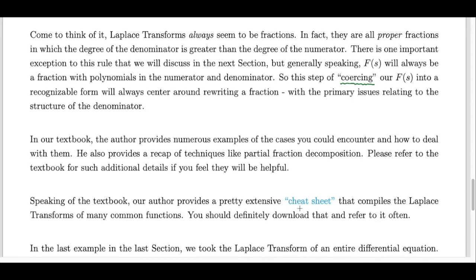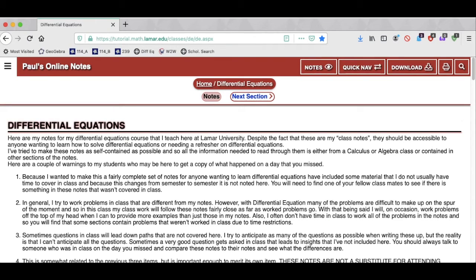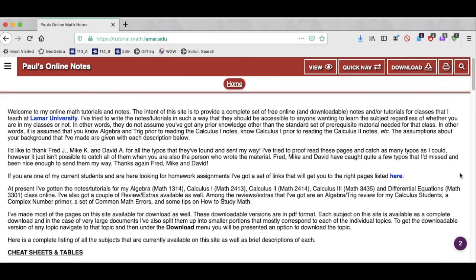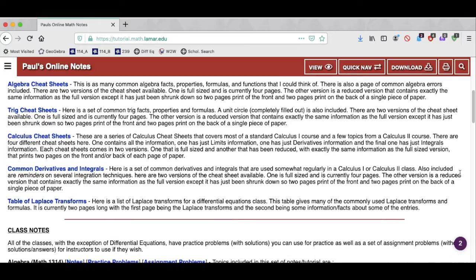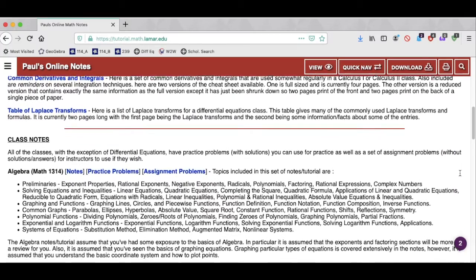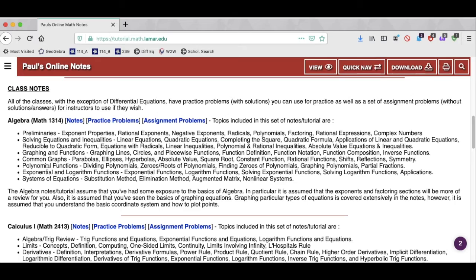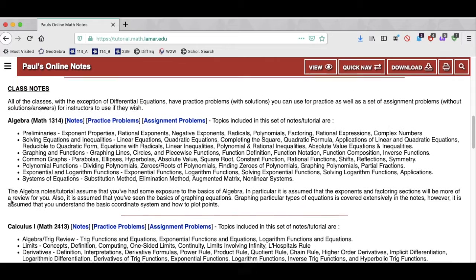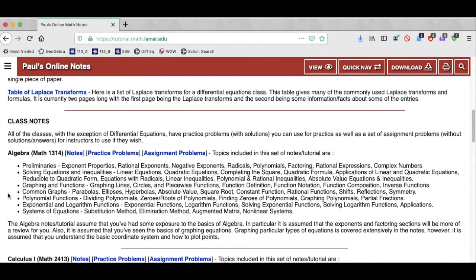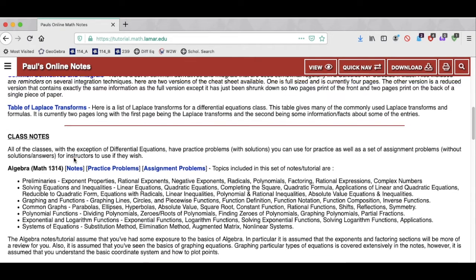He actually refers to it as a cheat sheet. Let me show you where you can find that on the website. Here on our textbook's website, if you click the home link, that brings up a page that has a bunch of resources. As I've mentioned, there are notes for several courses besides just differential equations. There's notes for an algebra course, for Calc 1, Calc 2, Calc 3. So if you ever do find that you want an additional resource to review any of these topics, these notes are available, and I think they're a pretty valuable resource.